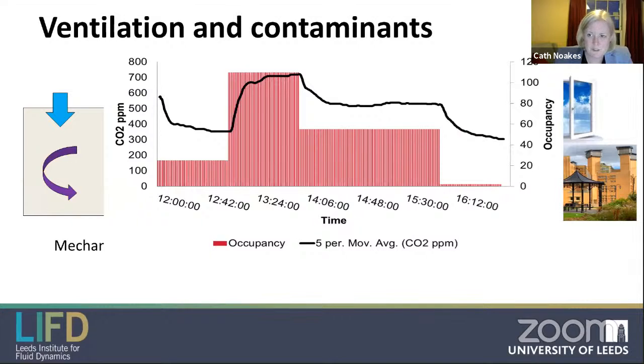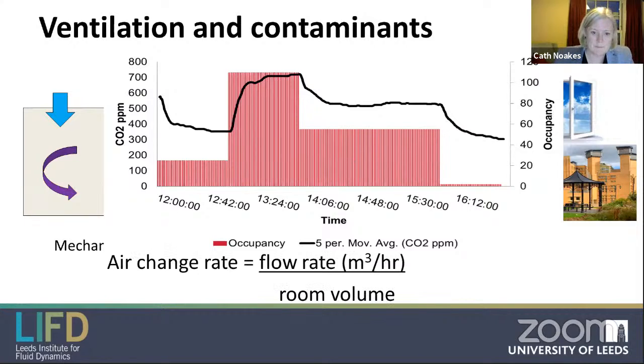Contaminants in the air will respond to ventilation. So the graph shown here shows carbon dioxide with occupancy, actually measured in a lecture theatre. And you see that the more occupants there are, the more carbon dioxide in the air, and it changes. So we can use some of these things as a proxy, but we know that if there's virus in the air, it will respond in a similar way. And we can represent buildings with an air change rate, which is basically the flow rate divided by the room volume.